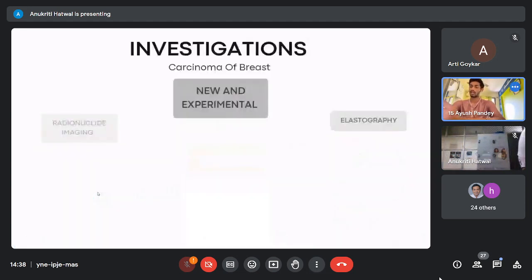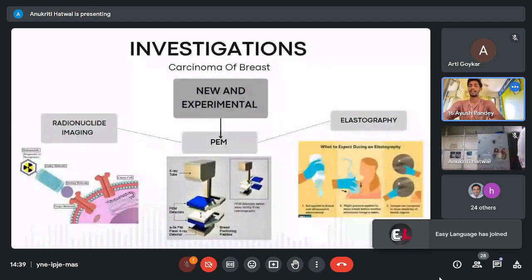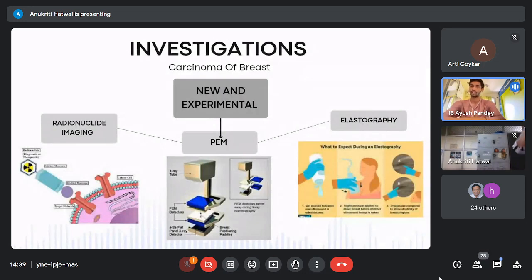These are divided into three parts. The first is radionuclide imaging, also called a nuclear medicine test. It uses a tracer which is injected into the blood. The tracer gets attached to the cancer cell because of the antigen-antibody reaction, and further we can find the image of it. The second is PEM, also called positron emission mammography, which is a subdivision of PET. It uses positron particles to obtain the image of the carcinoma of the breast.